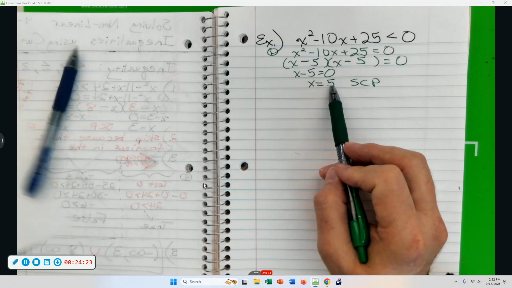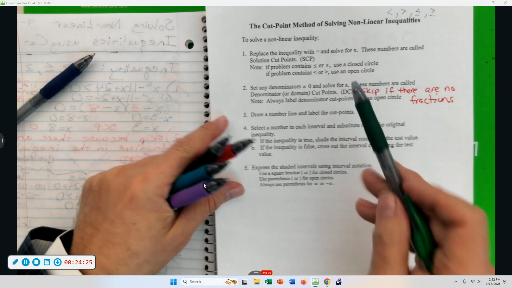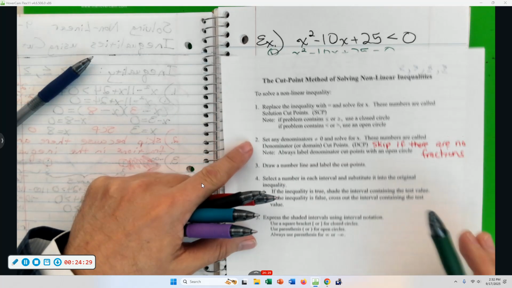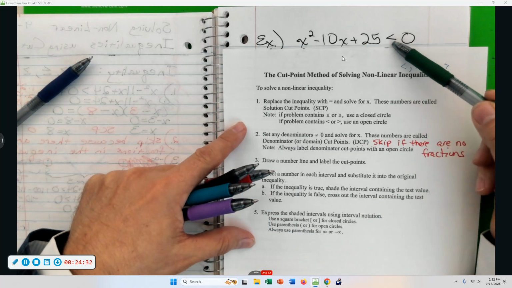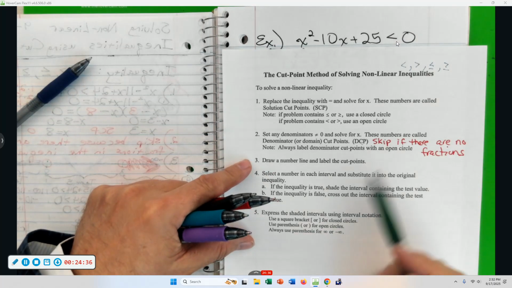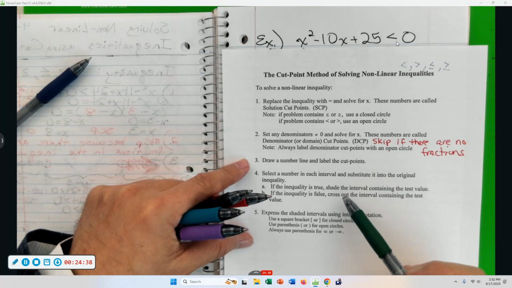How will we label this cut point? For solution cut points, you must look back at the original problem. For solution cut points, I just have a less than. So what are we going to use? Closed circle or an open circle?